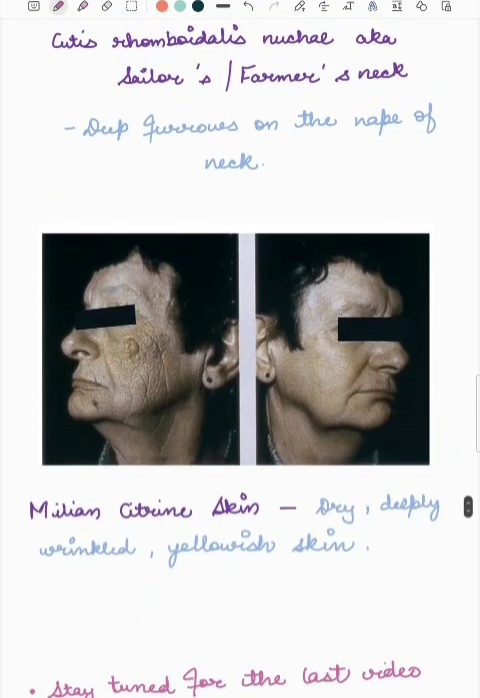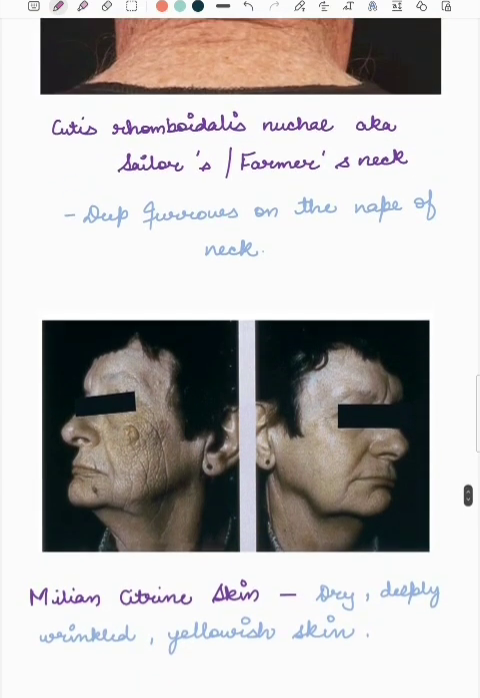Now this is a picture of a lady whose this side of the face used to face the office window, and this was the one which was away from the office window. So we can see the changes. Here we have fine wrinkles, here we have fine wrinkling, but here we have coarse wrinkling. So she has a dry, deeply wrinkled yellowish skin, which is known as milian citrine skin. So now we know the changes that occur due to sun rays.